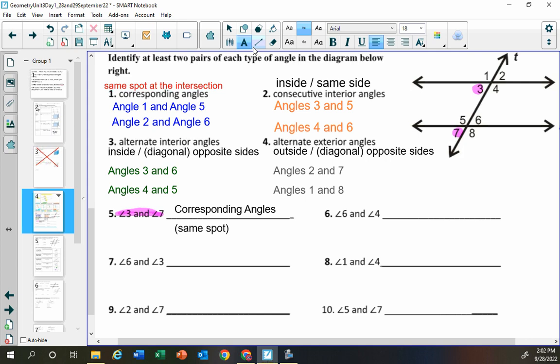And then 6 and 3 are going to be alternate interior. 6 and 3 are going to be alternate interiors. Very good, Brooklyn, you're right. Here's 6, 3's right here. So that's going to be alternate interior. Excellent.